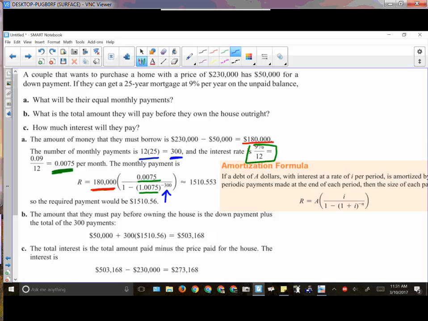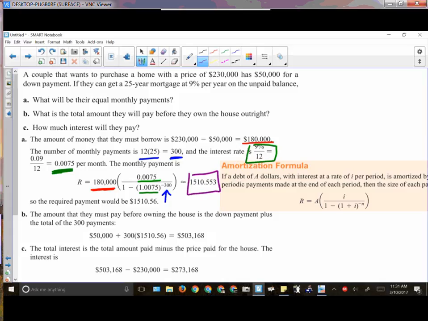Next, do I have any more information that I need for the formula? The answer is no. I've got the periodic interest, I've got the amount that I borrowed, and I have the number of periods that I have to pay it back for. So they do all this wonderful calculation and they come out with this number right here.